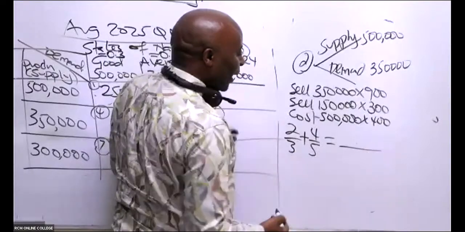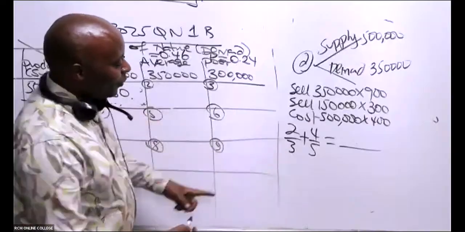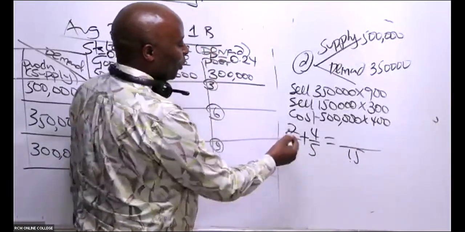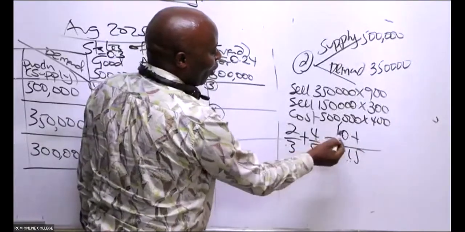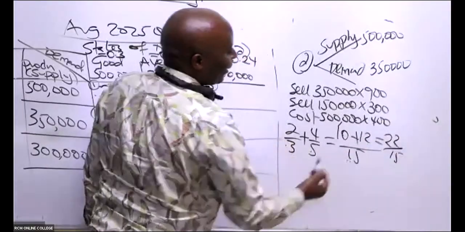Now, Guruma nawaambia weke LCM. LCM ni ngapi? LCM hapa ni 15, isn't it? Now uliza 3 inaingia mara ngapi hapa? Times 2, 10. 5 inaingia mara ngapi hapa? Times 4, which gives me an improper fraction of 22 over what?